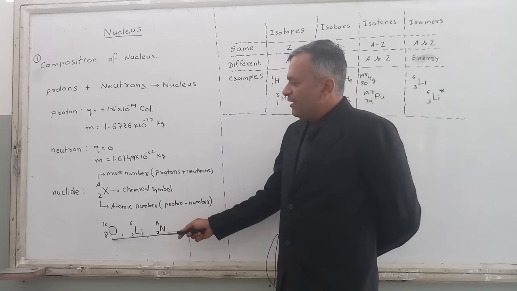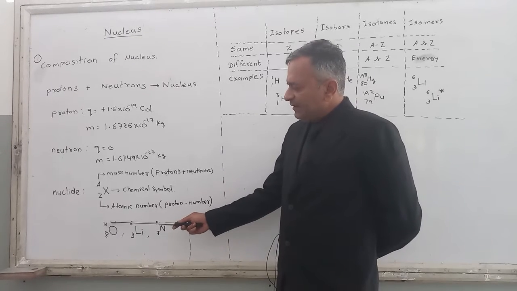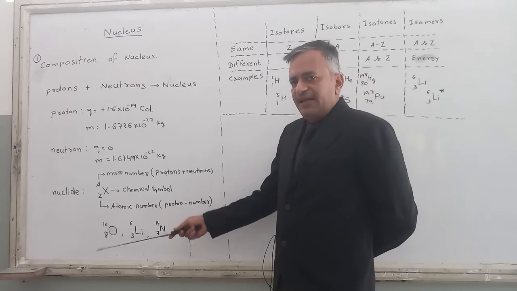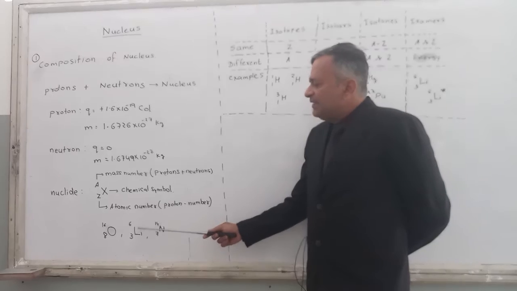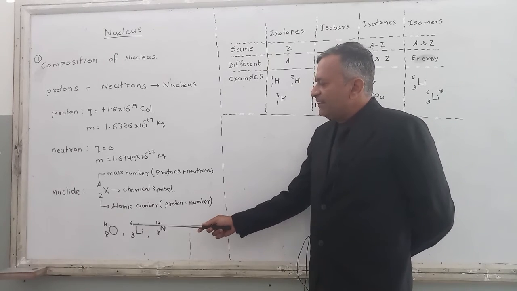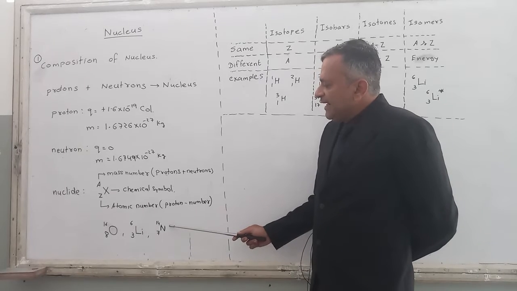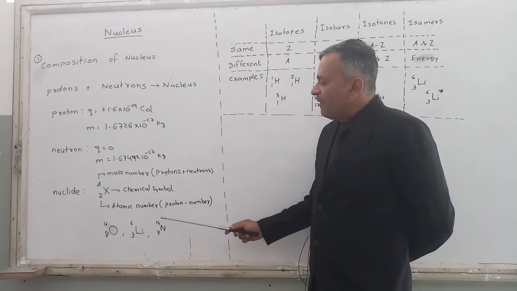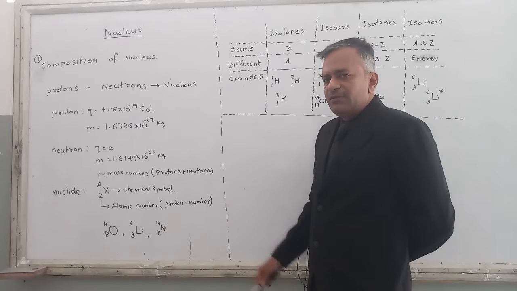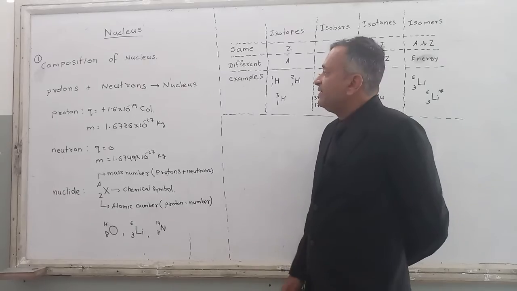From this, we can also calculate the number of neutrons. 16 minus 8, it is having 8 neutrons. Similarly, in lithium 36, there are 3 protons and 6 minus 3 equals to 3 neutrons. In N714, there are 7 protons and 7 neutrons, right? This is the way we write about nucleus.